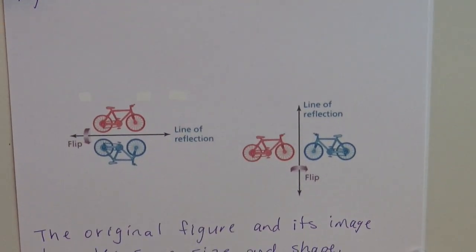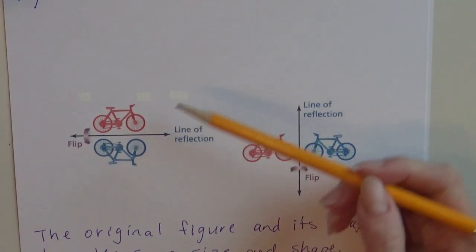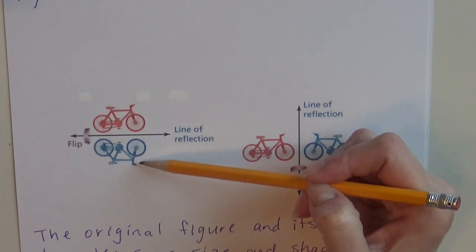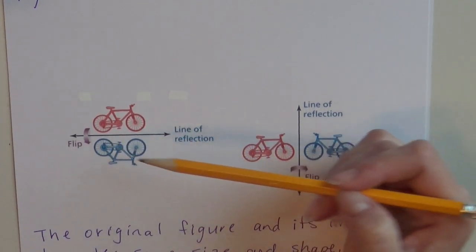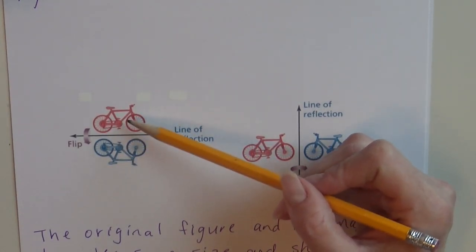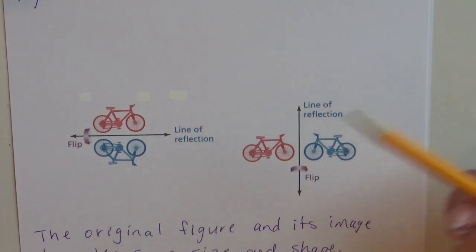And we have two examples. In the first one, the line of reflection is running this way, and then we can see that the red bicycle and the blue bicycle are mirror images of one another across that line of reflection. And you can also see how it creates that flip where the bottom one looks upside down.